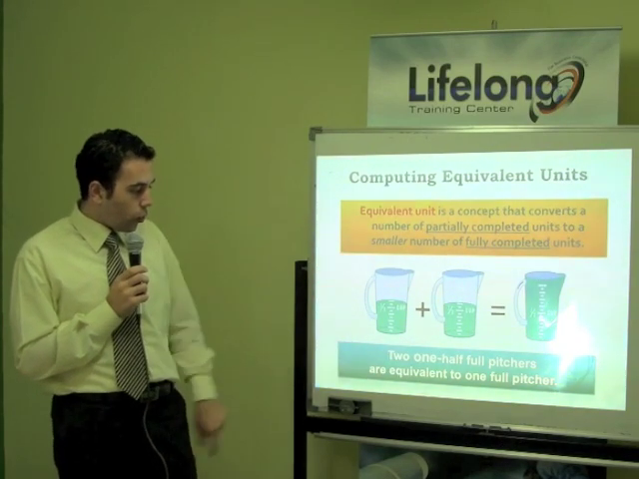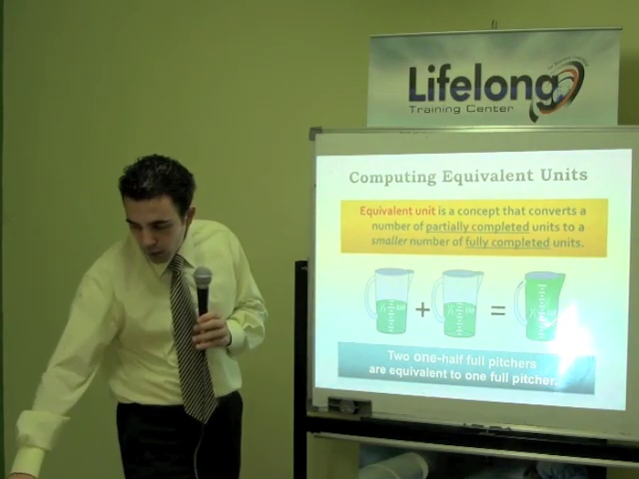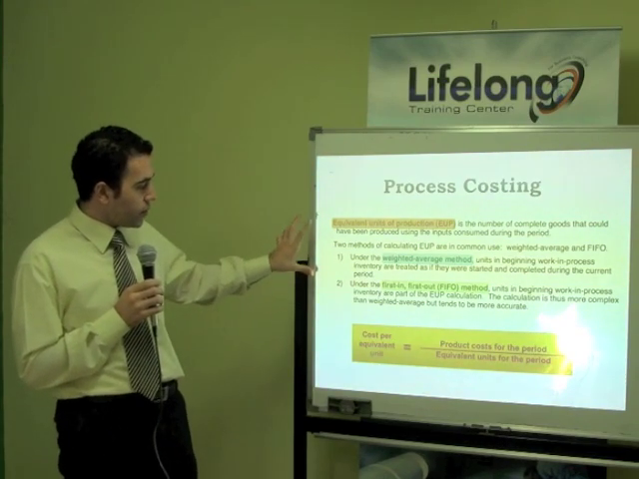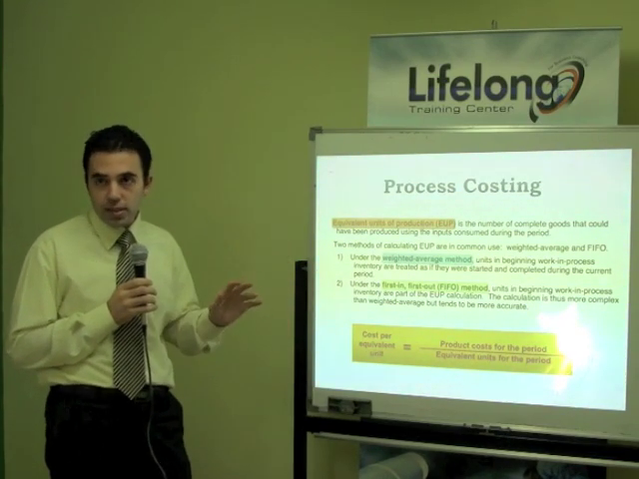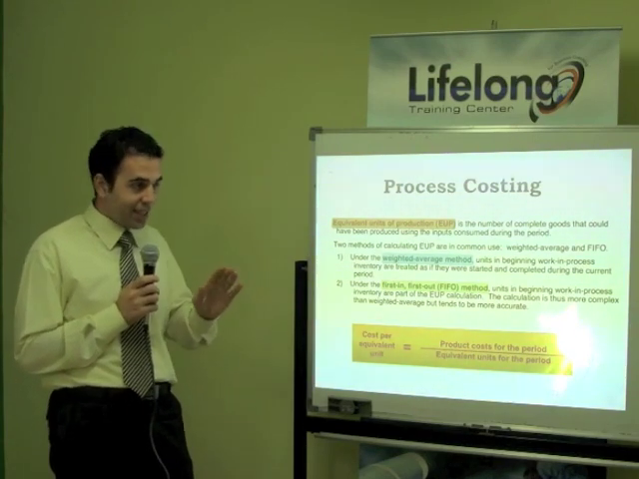Like I said, two halves of cups are like one full cup. Now, process costing. How are we going to use this? We are going to come to two methods. See, now process costing is going to get really complicated. It was really easy, now it's going to get complicated.